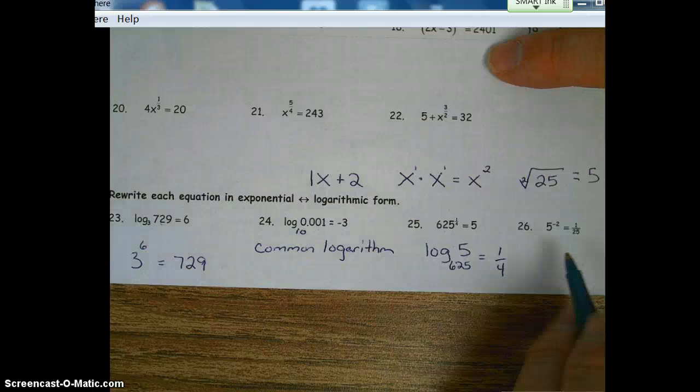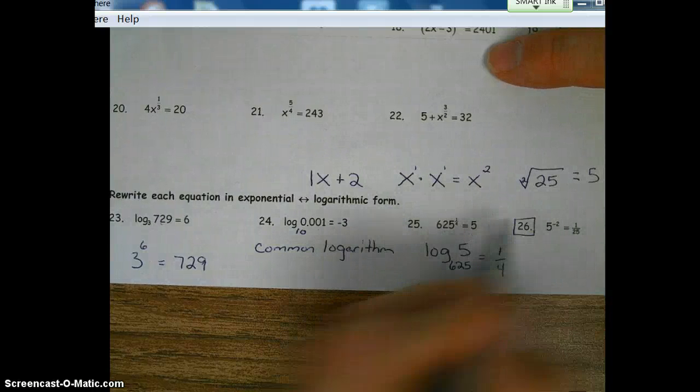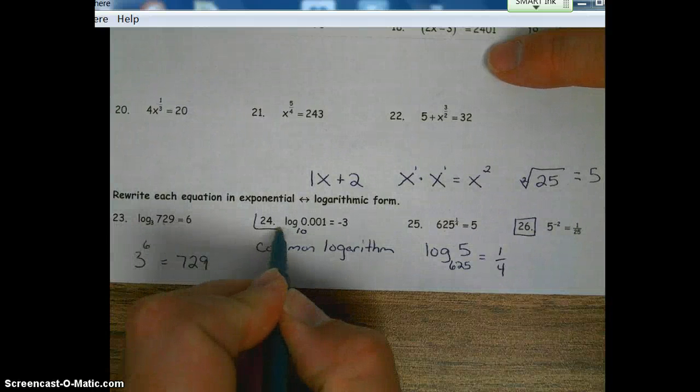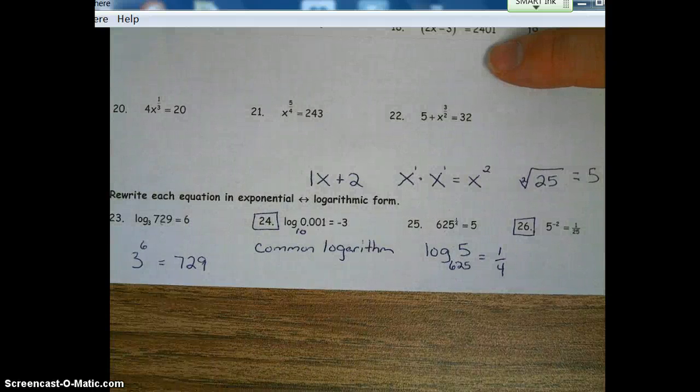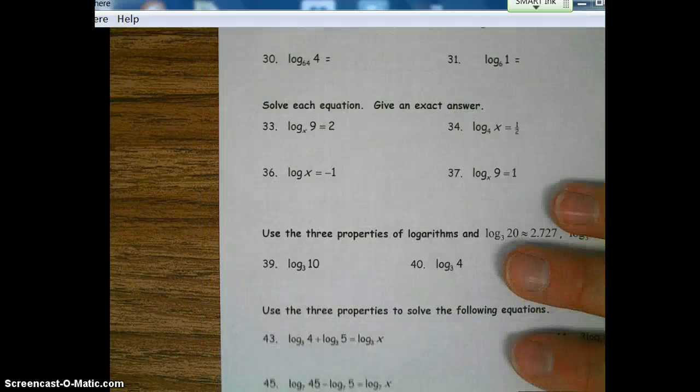So I'm going to let you do this one, and of course this one, for practice. Okay, let's take a look. Turn it over.